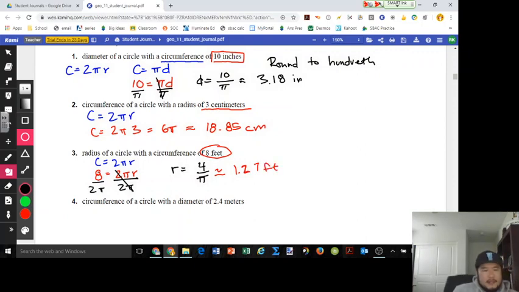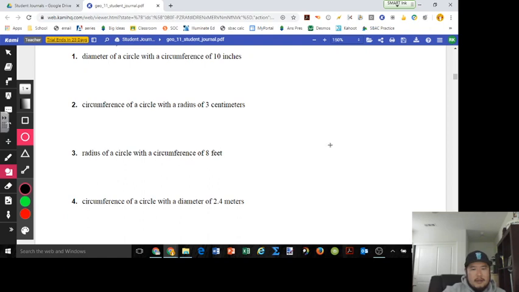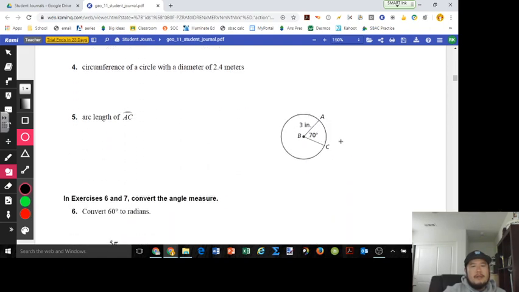And that's the radius of the circle. Okay. For number 4, pretty much the same thing, except we would use the equation with pi, where circumference is equal to pi times d, and that will help you get to your answer. So we won't do that right there. I think you should be able to do number 4 at this point in time. Let's look at number 5.